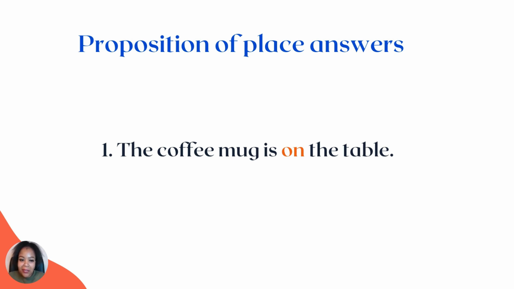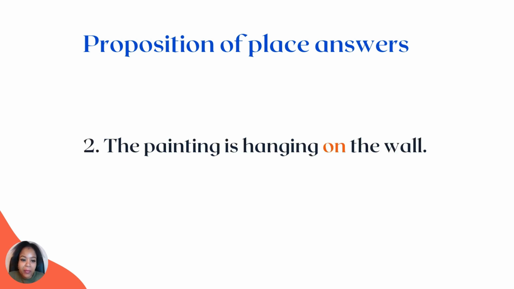The correct preposition for this sentence is on. So the coffee mug is on the table, and this is because the table is a surface, and we've already discussed that we use on when we are talking about something being on a surface. The painting is on the wall. The wall is another type of surface. So for this sentence, on is the correct preposition.